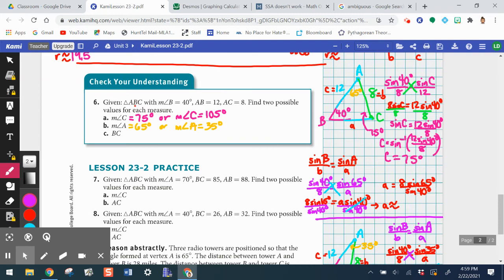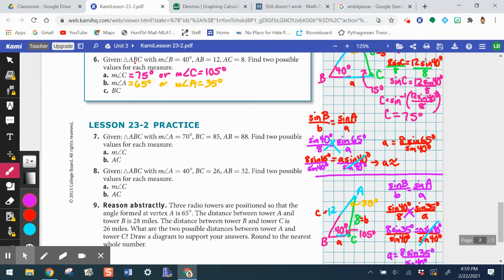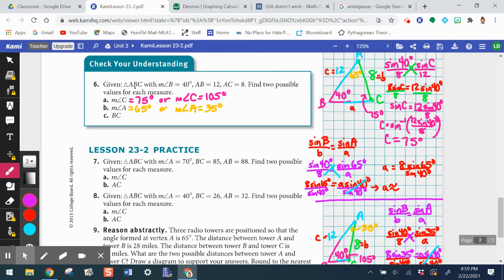So since there are two cases, for the first case, we are going to go with the measure of angle C being 75 degrees. Therefore, the measure of angle A is 65 degrees. Now, we could use the sine of C over c to find this measure here, BC, which we label lowercase a. But recall that 75 degrees is actually a rounded value. In fact, if you look at the answers to the Springboard for item 6, you'll see that they didn't exactly get 75 degrees and 105 degrees. So it is a rounded value.